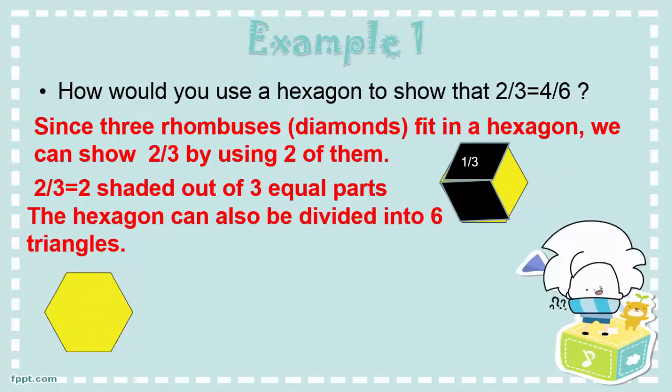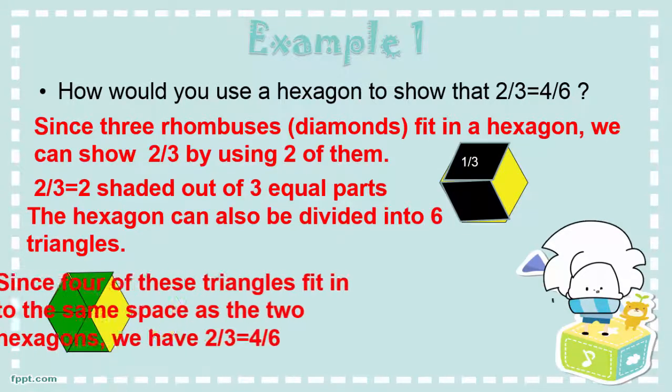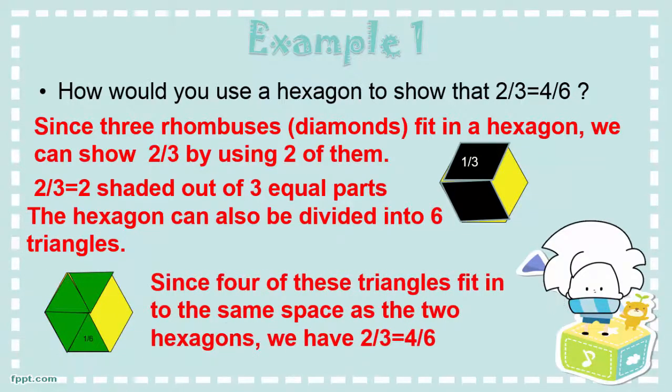The hexagon can also be divided into 6 triangles. So here is our hexagon, and it can be filled in with triangles. Since 4 of these triangles fit in the same space, meaning they're equivalent fractions as the 2 rhombuses, we have 2/3 is equal to 4/6.